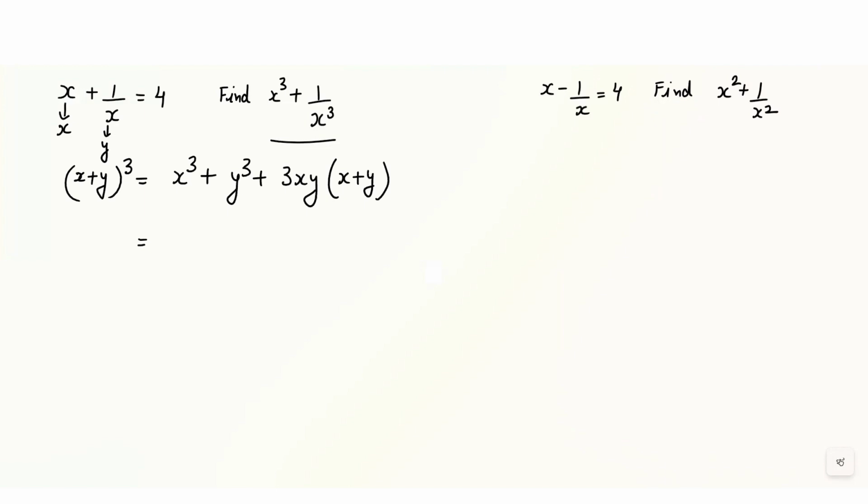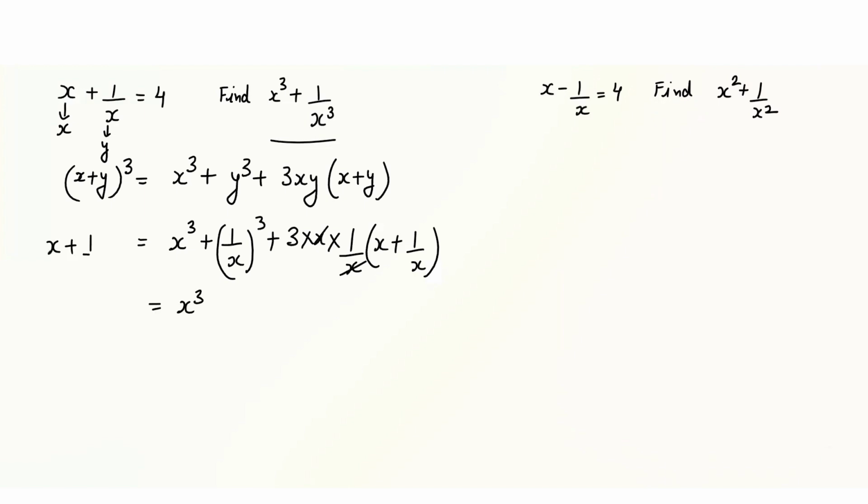Now we substitute the values of x and y in the formula. In place of x I will write x, in place of y it is 1 over x, so we get x cube plus 1 over x whole cube plus 3, in place of x we have x, in place of y it is 1 over x. Now this x and x will cancel. So x plus 1 over x whole cube equals x cube plus 1 cube over x cube plus 3 into x plus 1 over x.